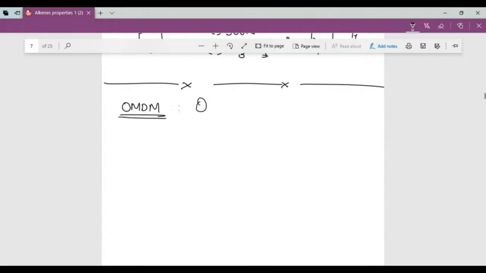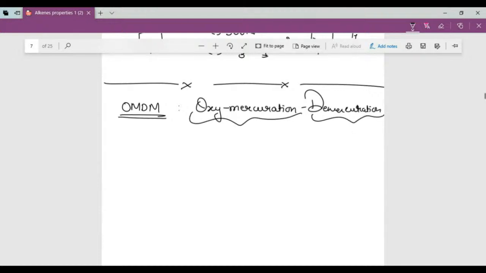OMDM. OMDM is oxymercuration demercuration, as the name suggests. Is it again a two-step process? Yes, it is. First step is oxymercuration. Second is removal of that mercury, and we'll call it demercuration. Okay, oxymercuration and demercuration. Now let me explain how this whole thing happens. What is this oxymercuration, demercuration thing?